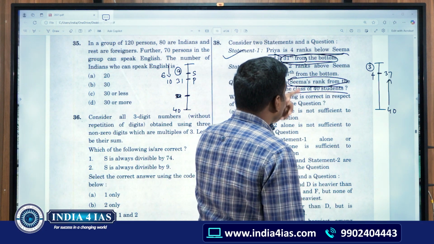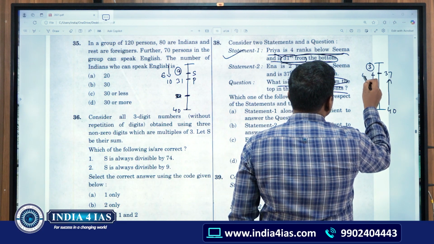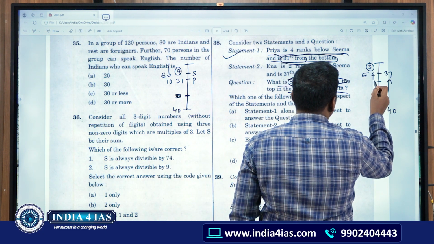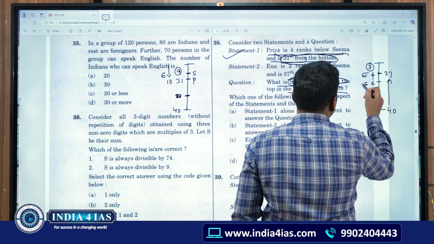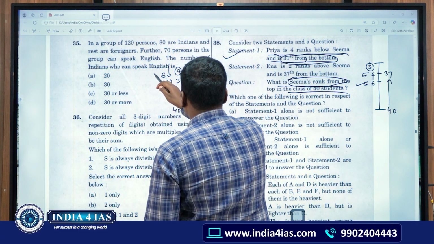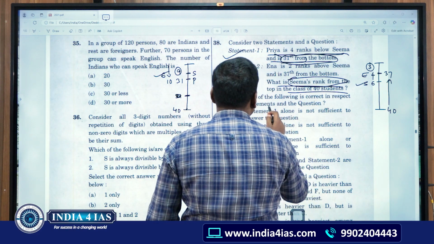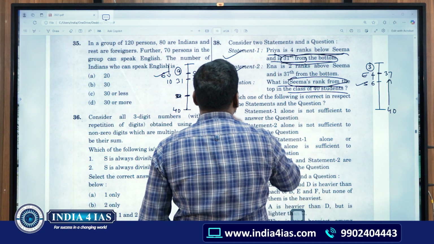Ina is 2 ranks above Seema. So Ina is here, and Seema is 2 ranks below. So that is 6th rank. Here also I am getting 6th rank. So even with statement 2 alone, you can get the answer.